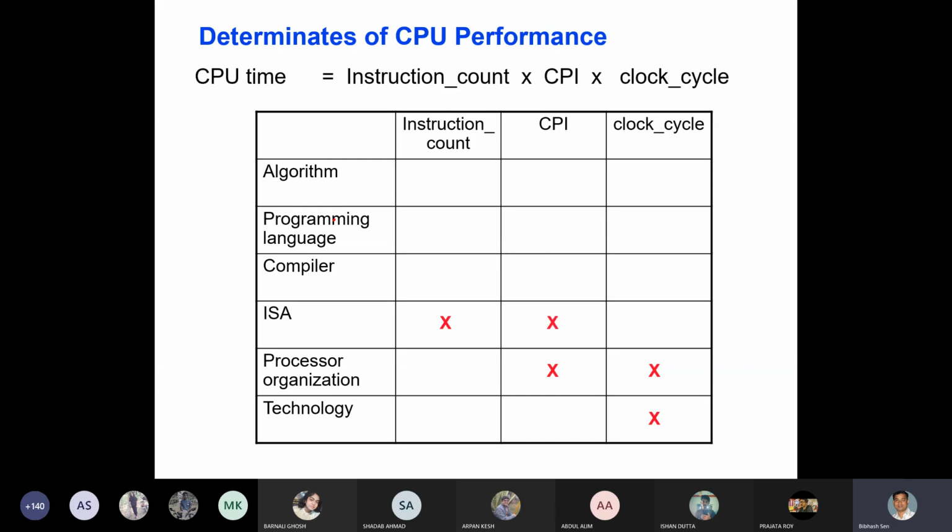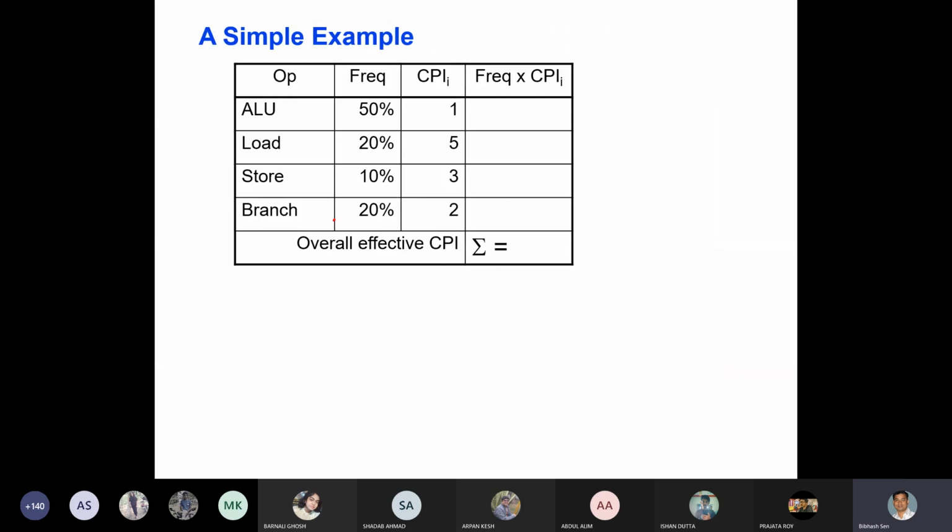Like this, CPI and clock cycle and instruction set architecture depend upon instruction count, clock cycles for instructions, and also clock cycle. Same for the compiler. Like this, for the algorithm also we have done. Let's see this example.